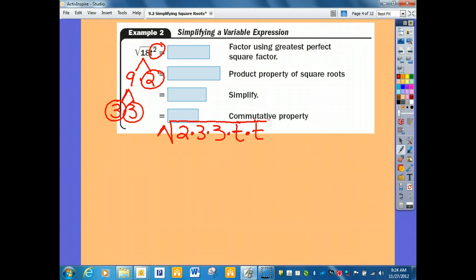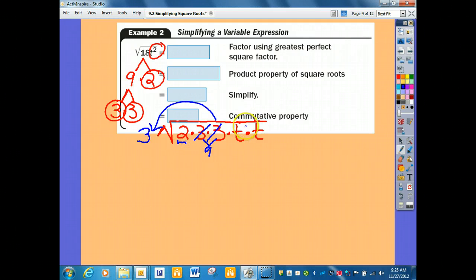Now I can break out of jail. Do I have any doubles? Do the numbers first. Do I have any number doubles? 3 and 3. So what do I bring out? 9? Do I bring out a 9? 3. I just bring out a 3, right? Because what is 3 times 3? 9. What's the square root of 9? 3. All right. Any other doubles? No, we only have 2 left.